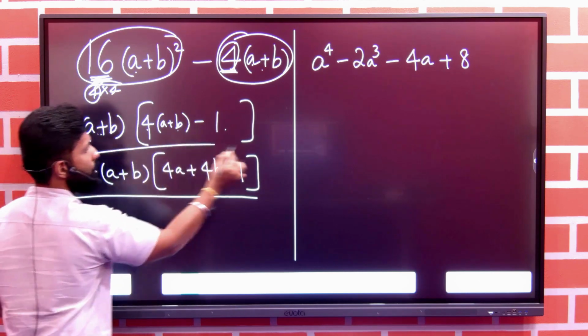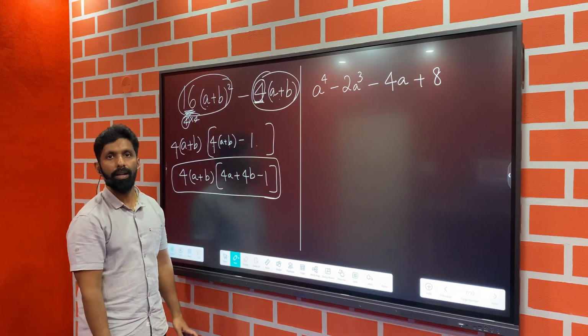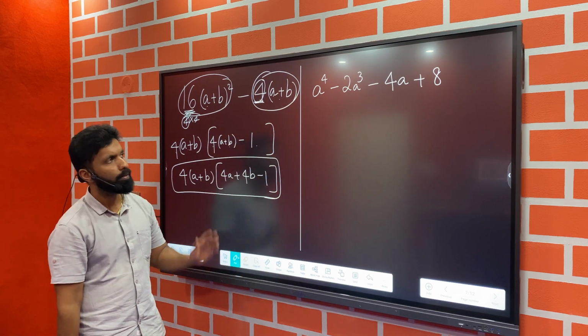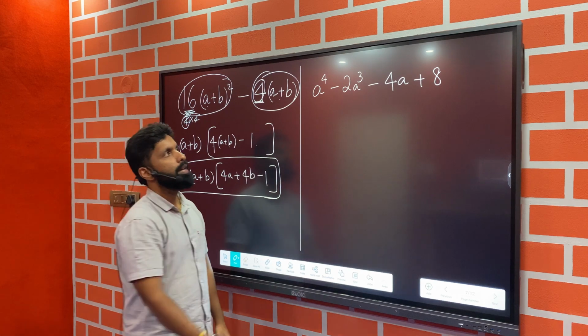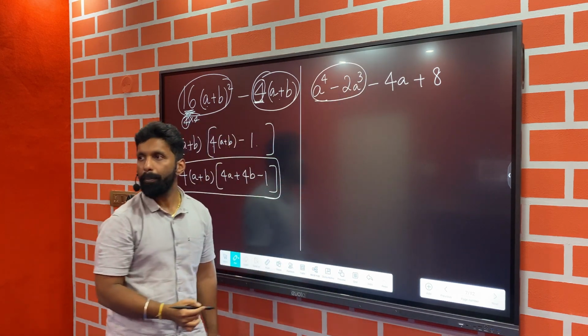So this is your final answer. Very simple to understand. Now, very, very similar to this, we have another question here. Now, let's see. From these 2 terms, can you predict what is common?